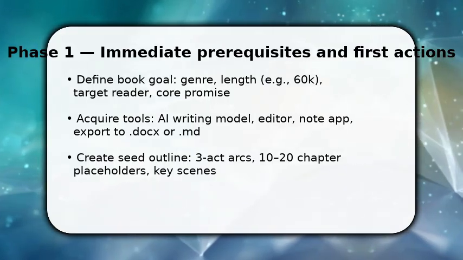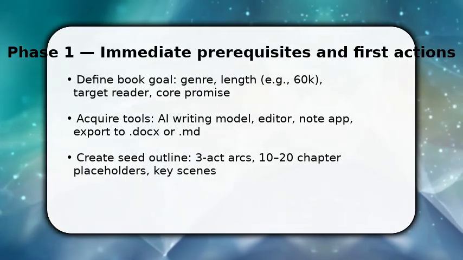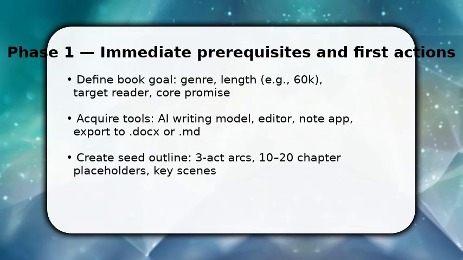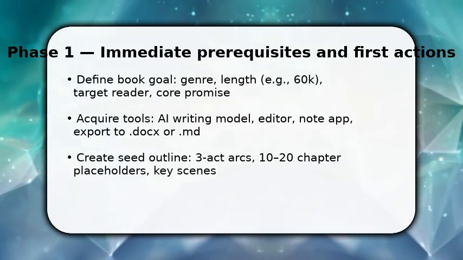Next, craft 3-5 scene or chapter prompts that include tone, POV, and constraints. Make sure to save prompts and versions. That creates repeatable inputs you can iterate on as you move into drafting.